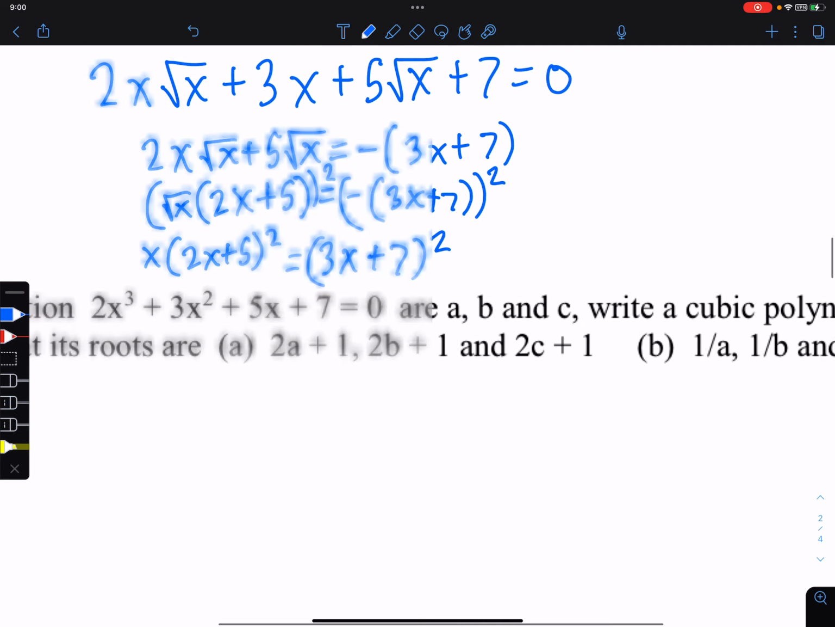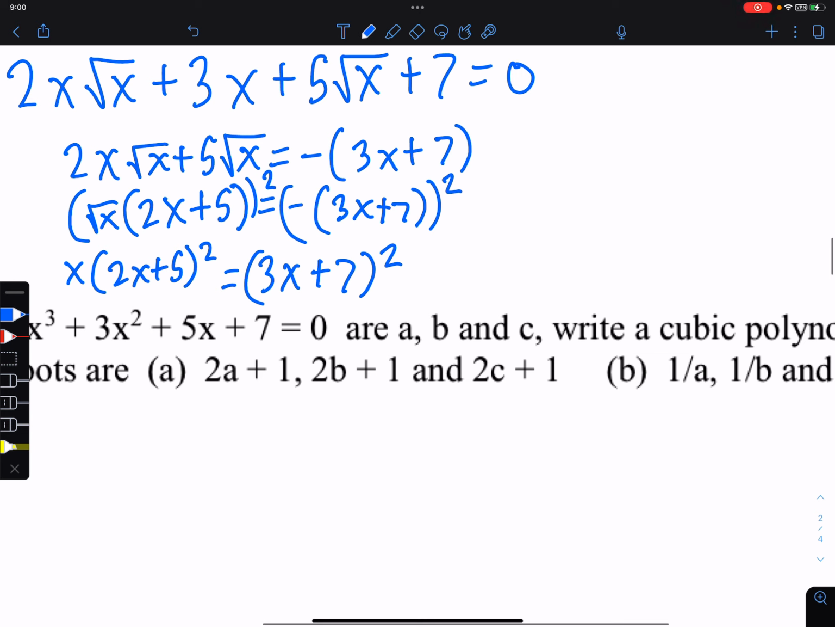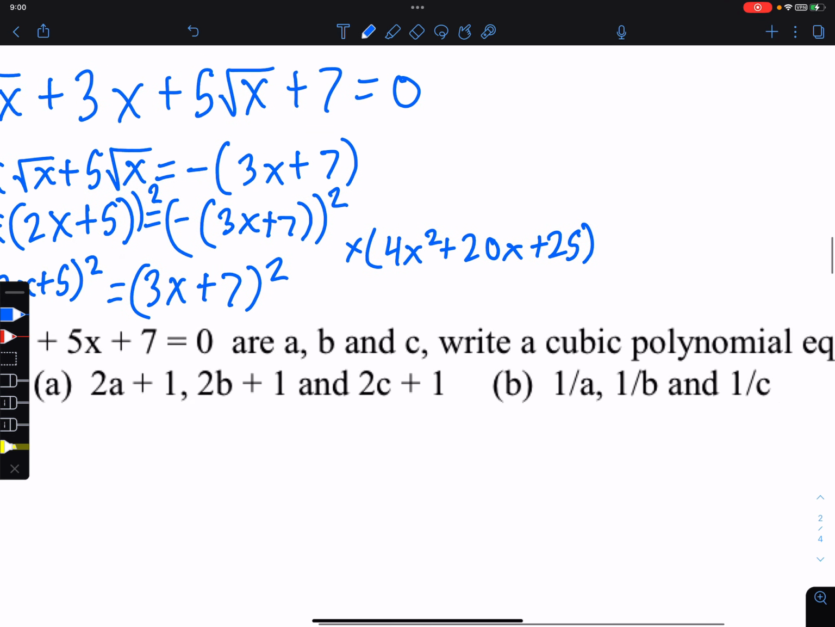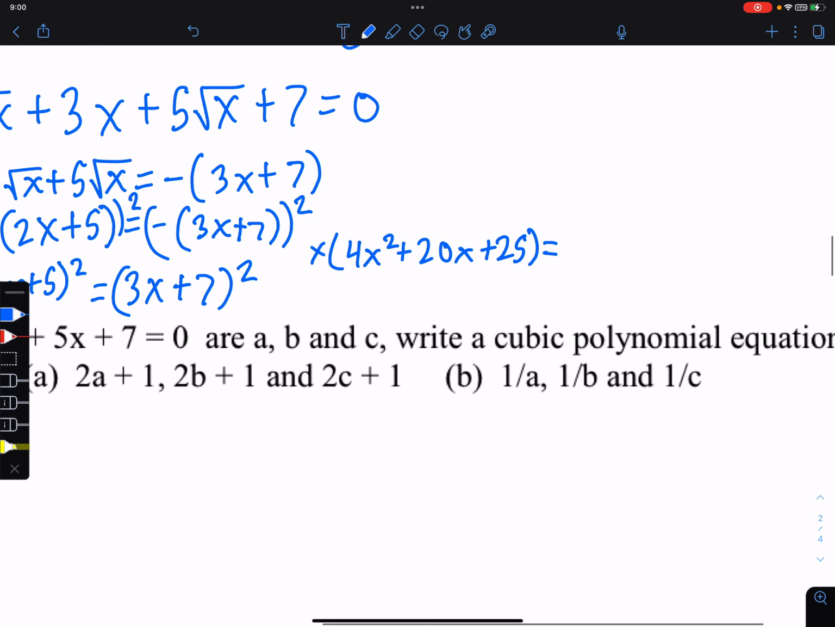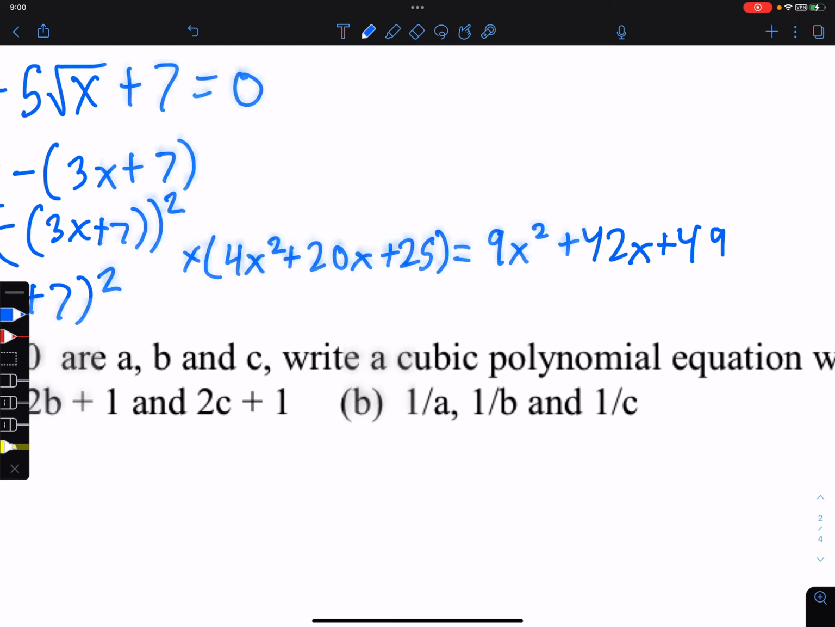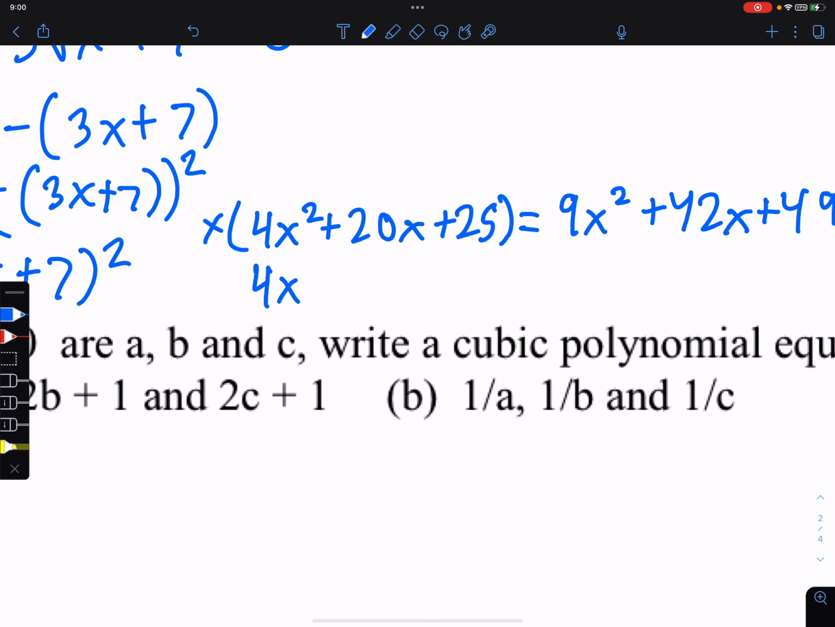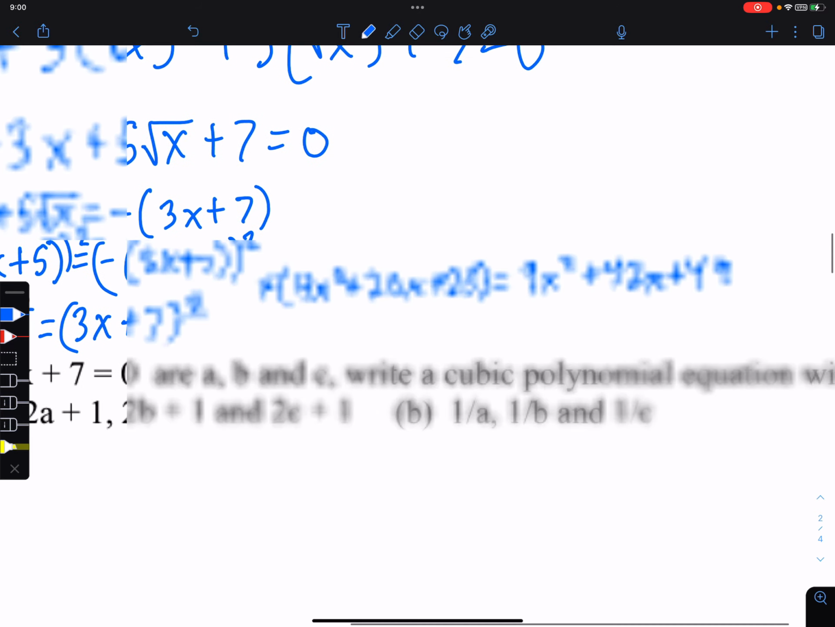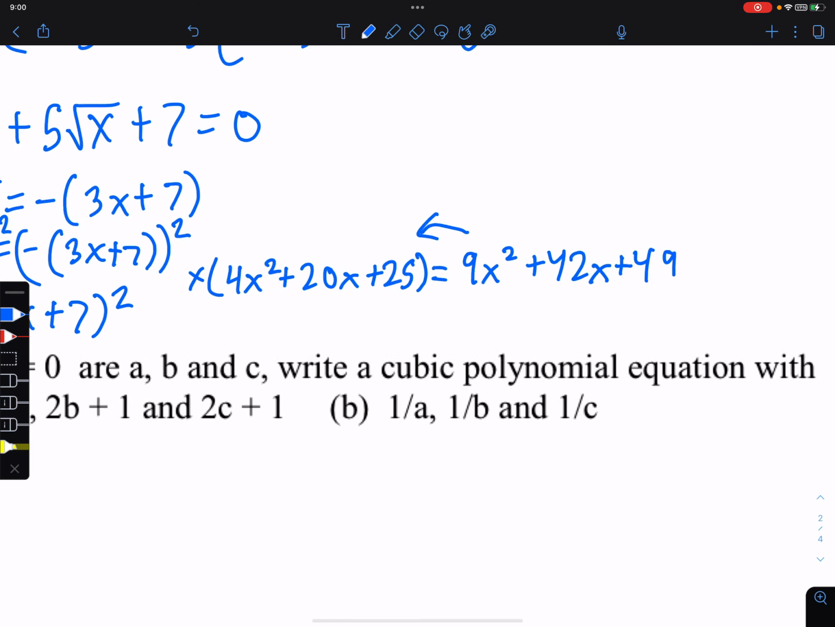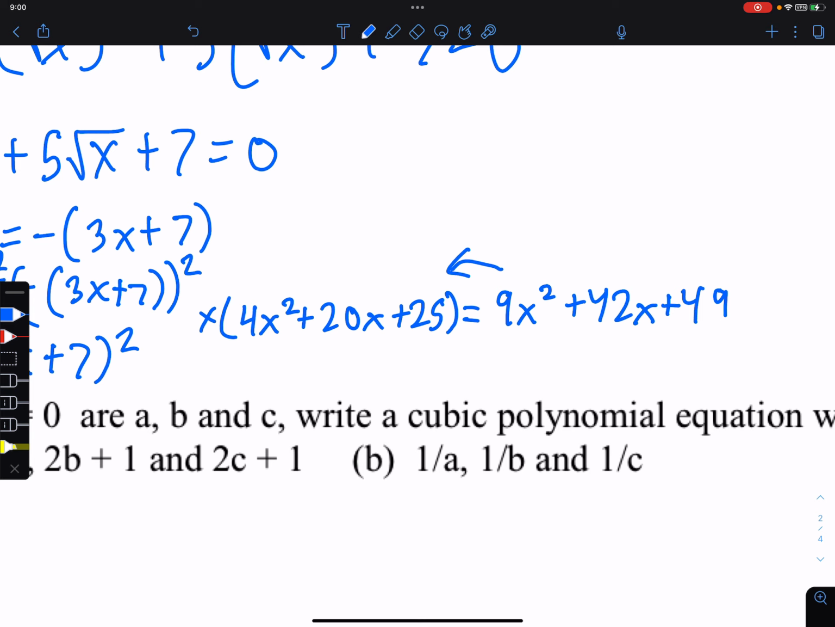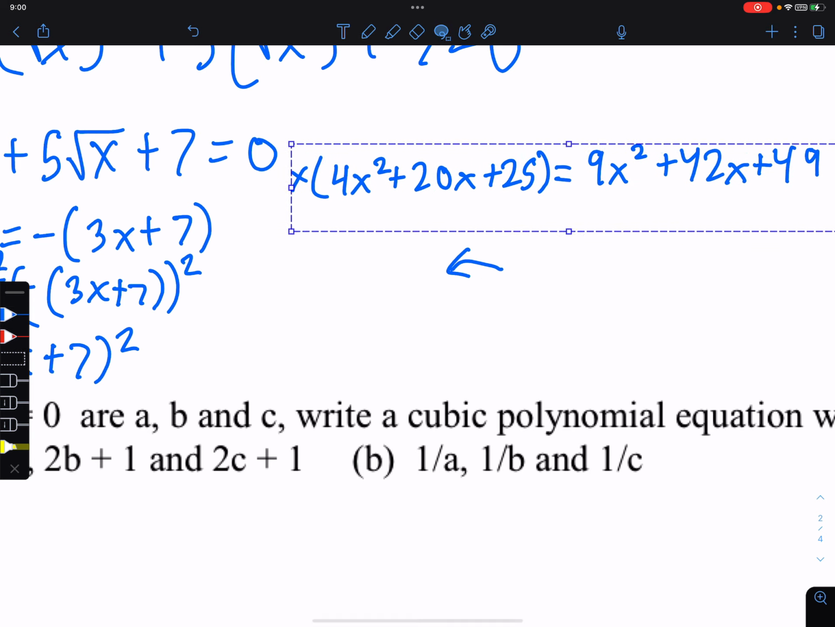Okay. And then let's keep on going. So on the left side, we get 4x squared plus 20x plus 25, and that's all times x. And that is equal to 9x squared plus 42x plus 49. Okay. And then we distribute 4x. I'm just going to do this. So we have to minus this on the other side. So I'm going to try and do this. I'm going to do this in my head to save steps and less writing.